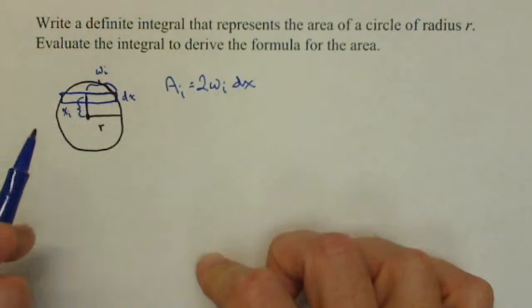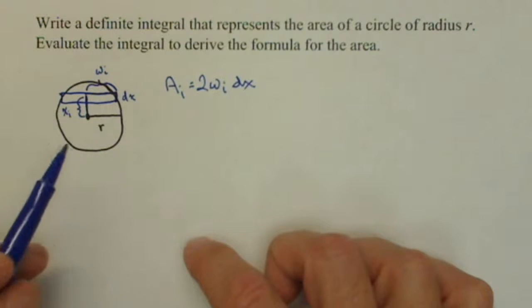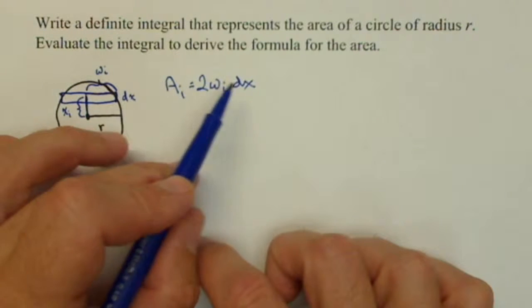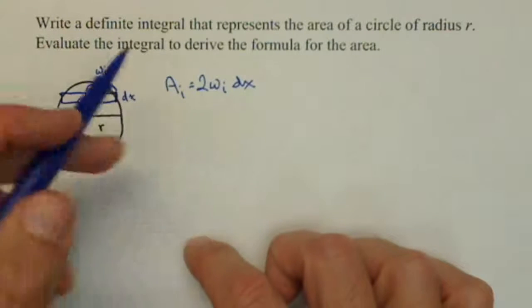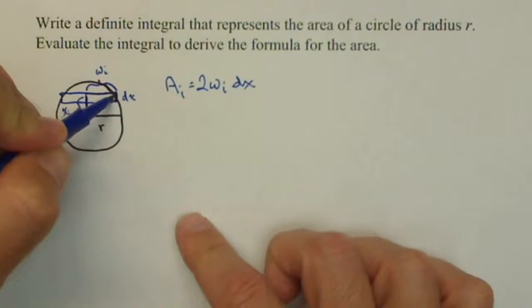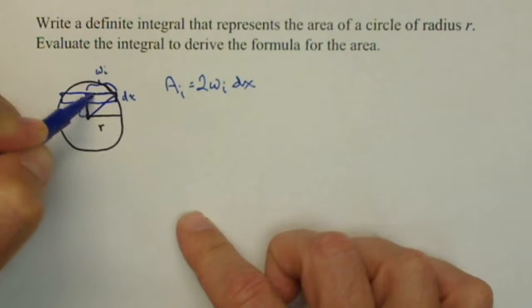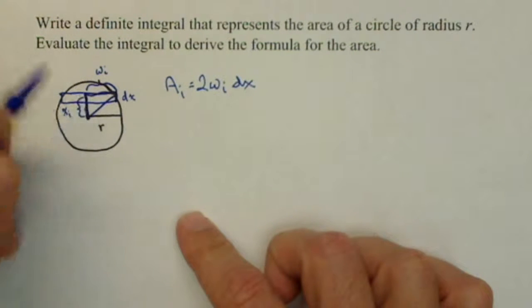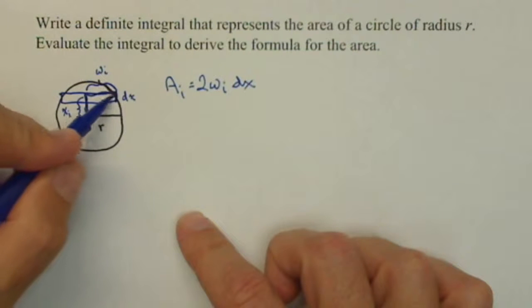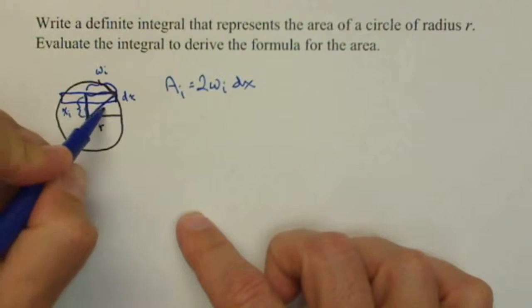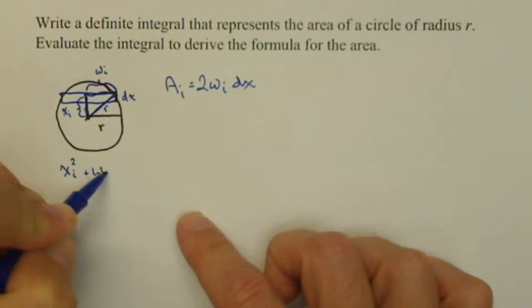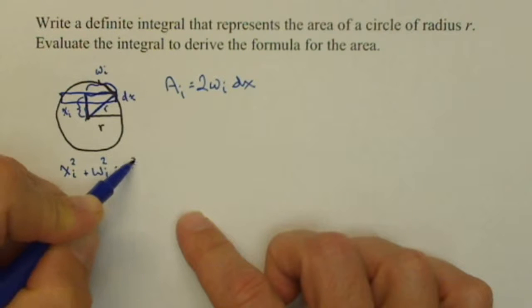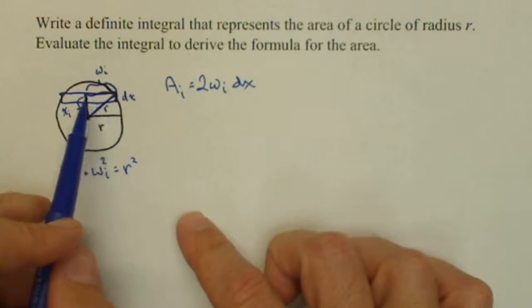Now the problem is we have a couple variables floating around, so we'd like to get a relationship between w sub i and x sub i, because we'd like this all to be in terms of x. So what I'm going to do is drop in a diagonal here, giving me a right triangle, and notice this side here goes from the edge of the circle to the center, so it has a length of r. So I have a Pythagorean relationship in that x squared plus w sub i squared equals r squared, which is why I chose w sub i to just be half of it.